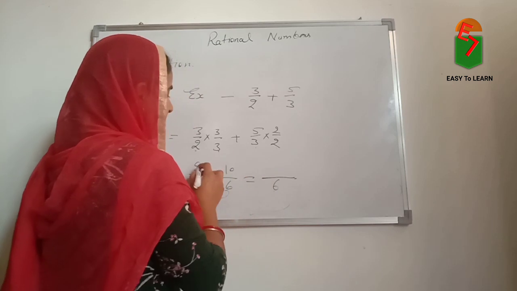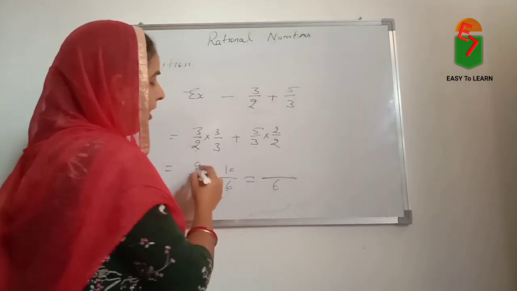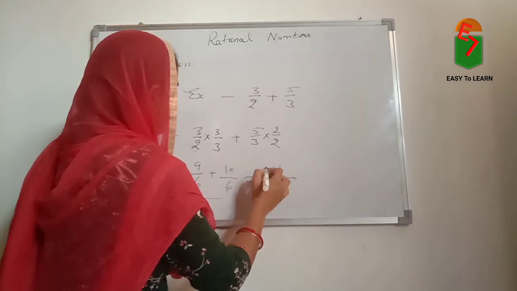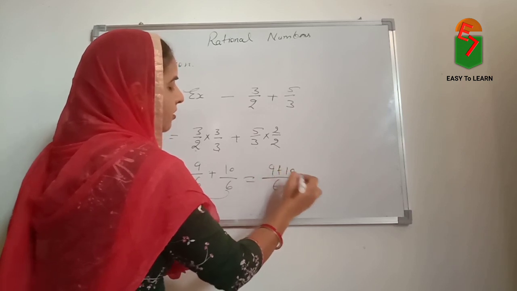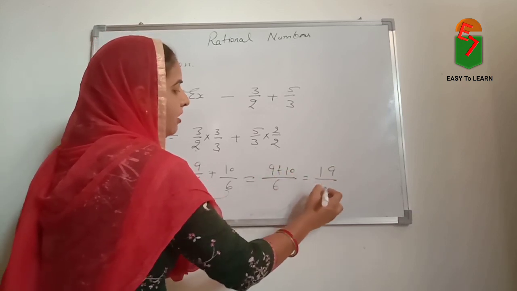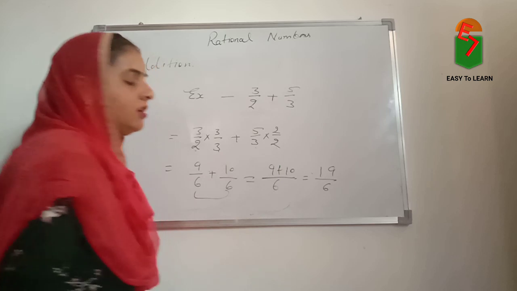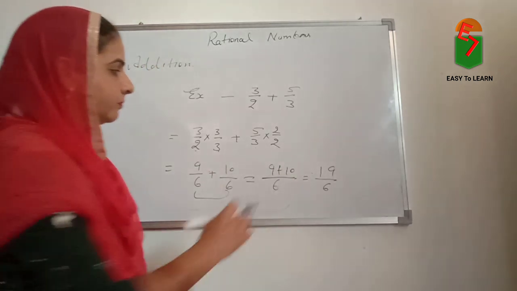Take denominator 6 and add the numerators: 9 plus 10. Our answer is 19 by 6.